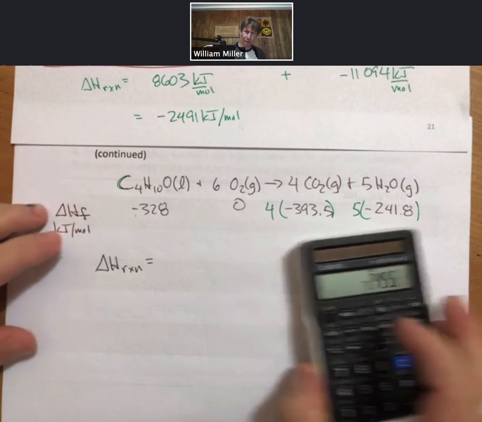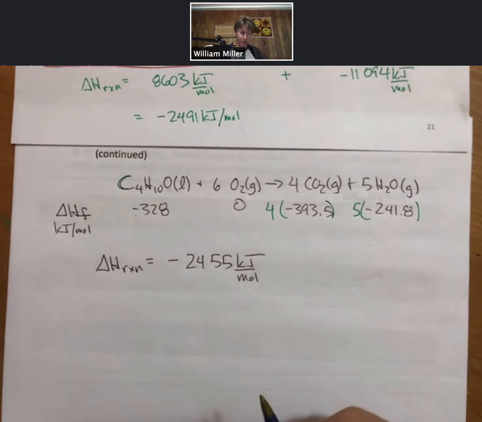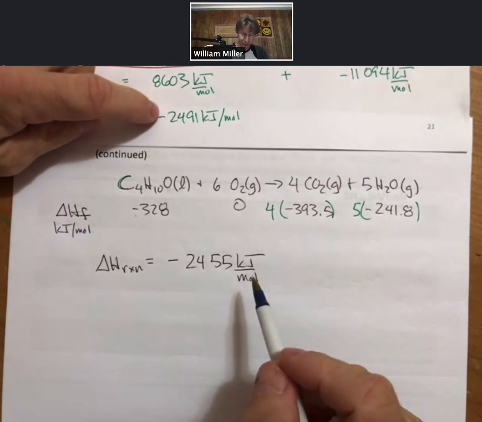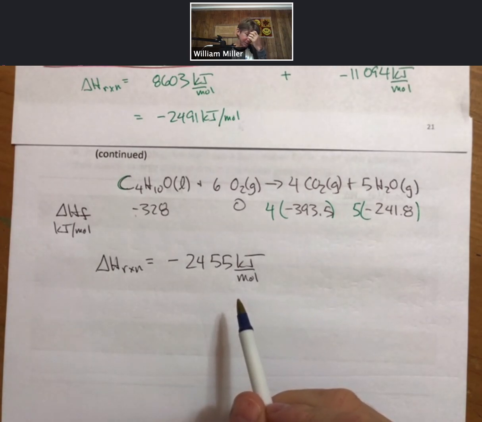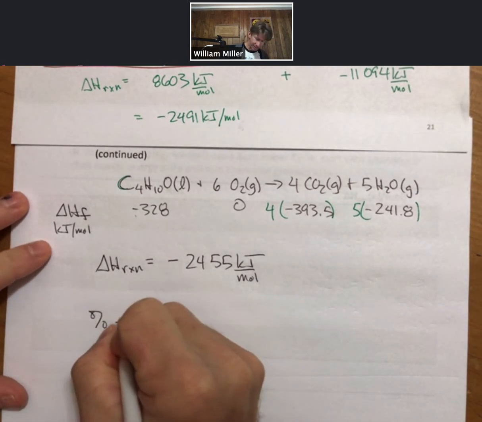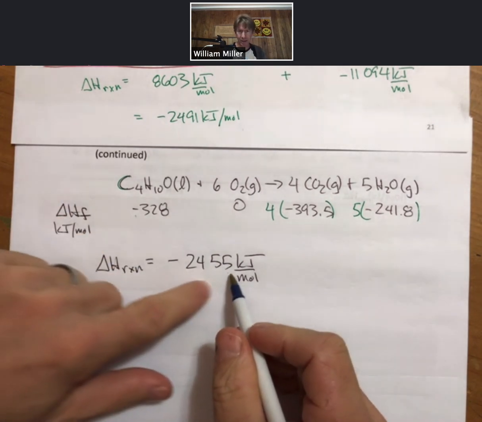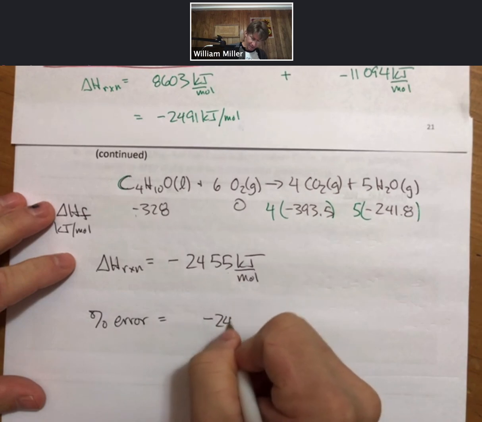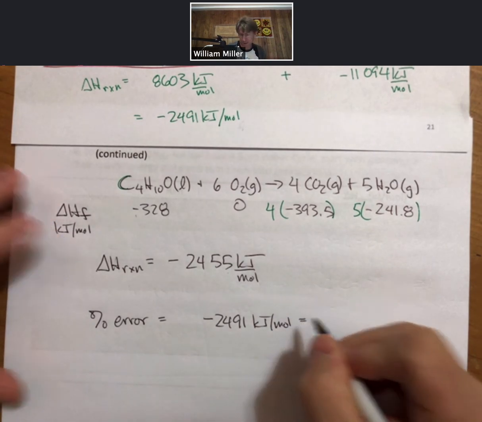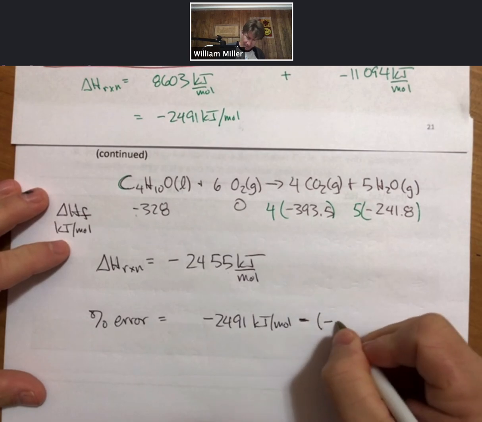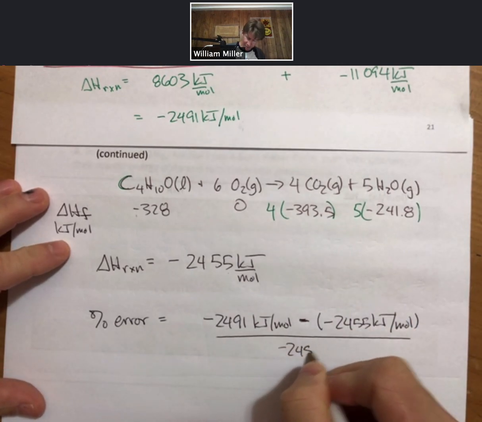And I get minus 2,455 kilojoules per mole. That's compared to minus 2,491, which on the face of it, you're off by a little less than 40 kilojoules per mole. But if we do a percent error using the delta HF derived value as our correct number, minus 2,491, which is our experimental, or our different technique, minus 2455 over minus 2455.